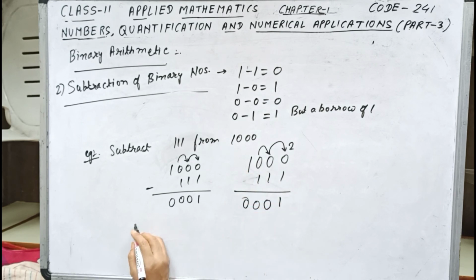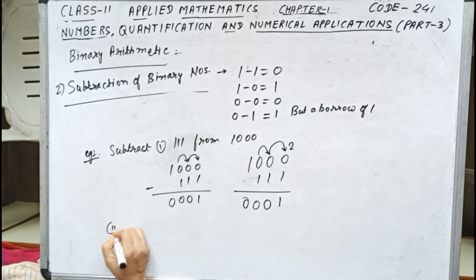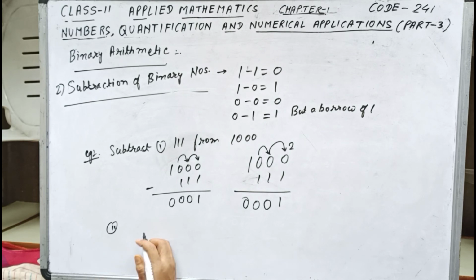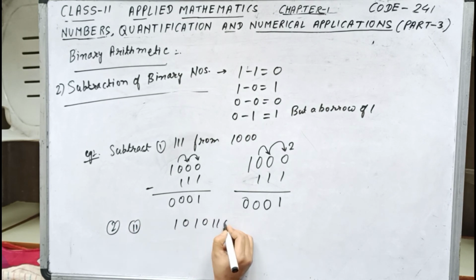One more example I am taking. Let us take from the exercise. Question number 2, subpart number 2, let us do. It is 1010110 minus 101010.